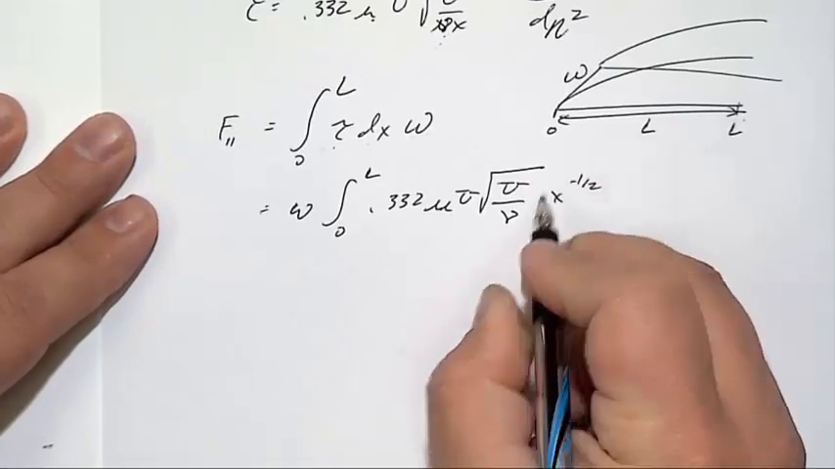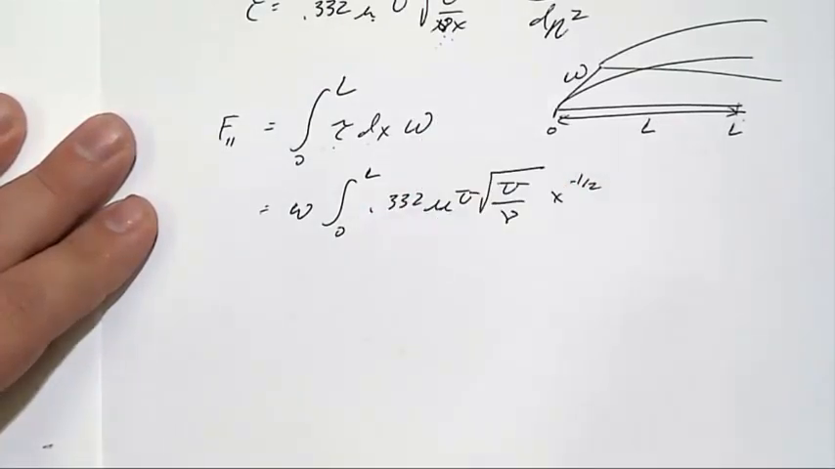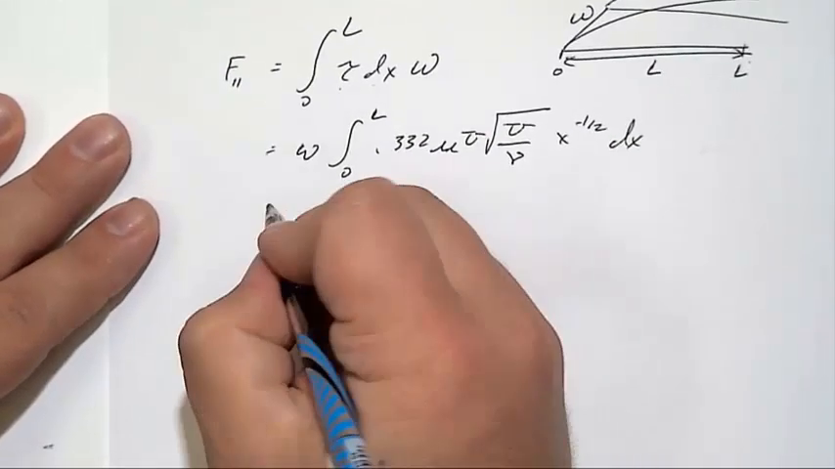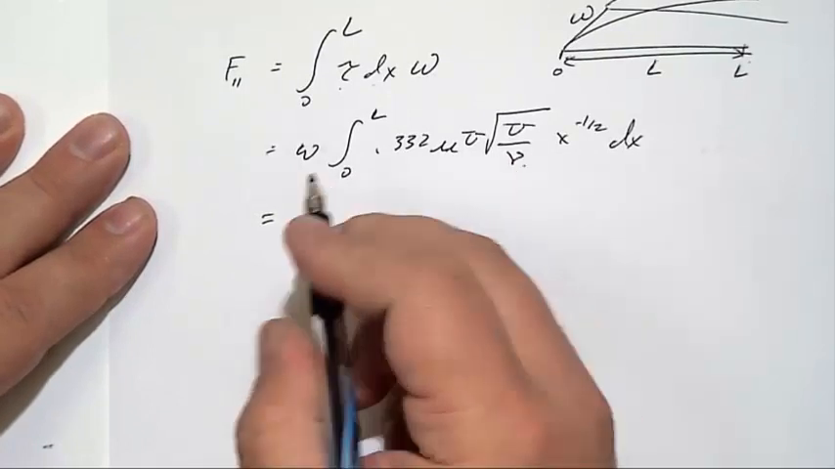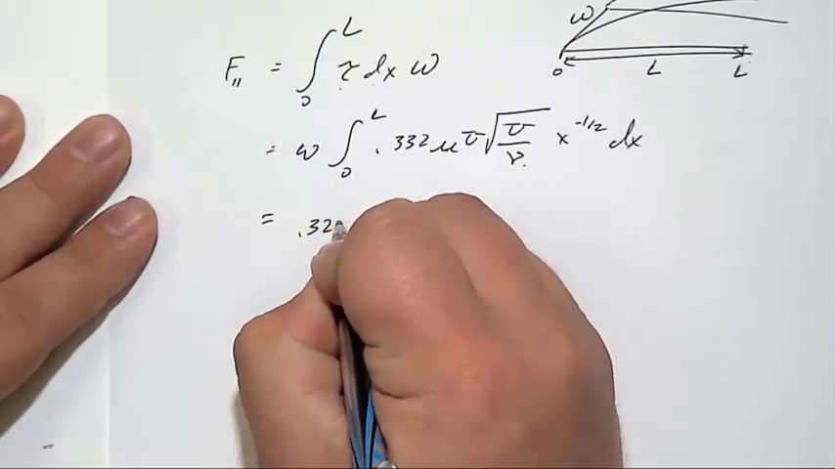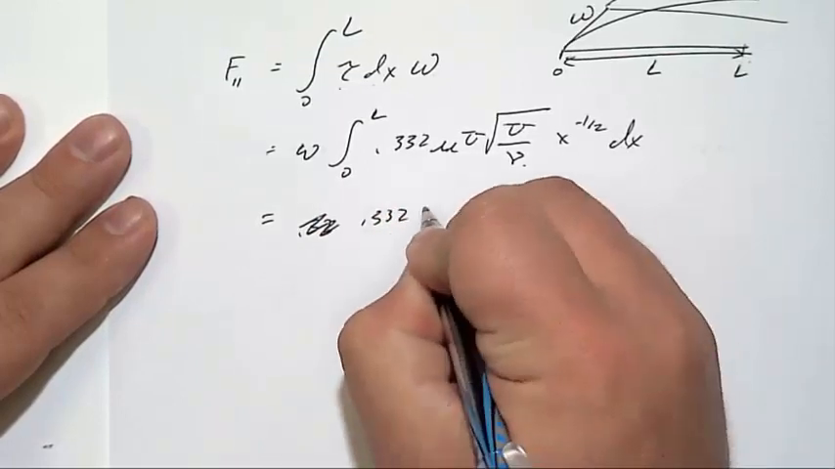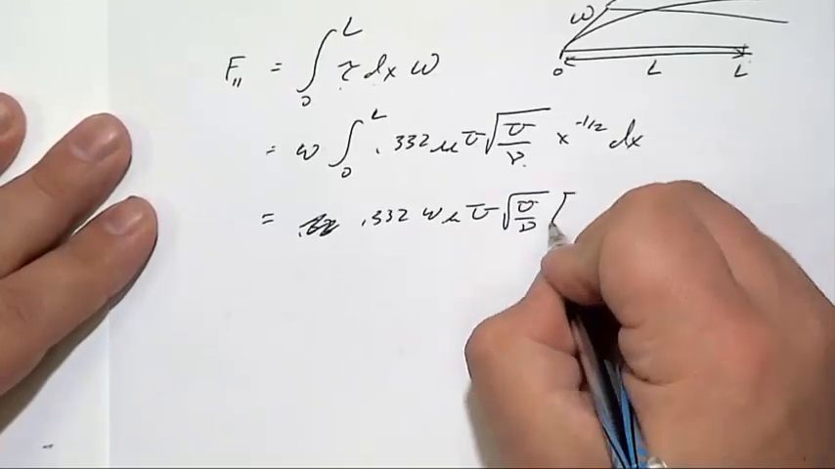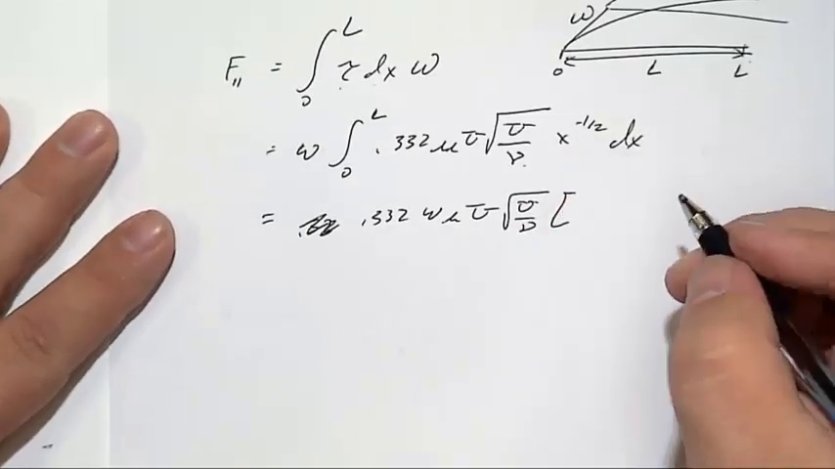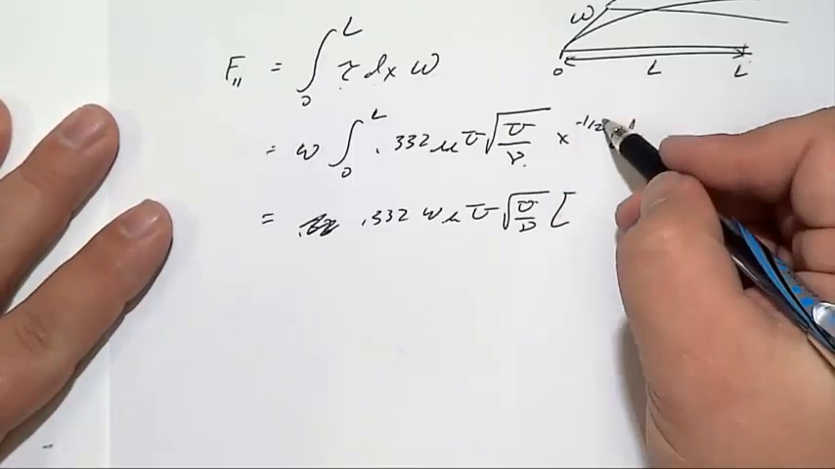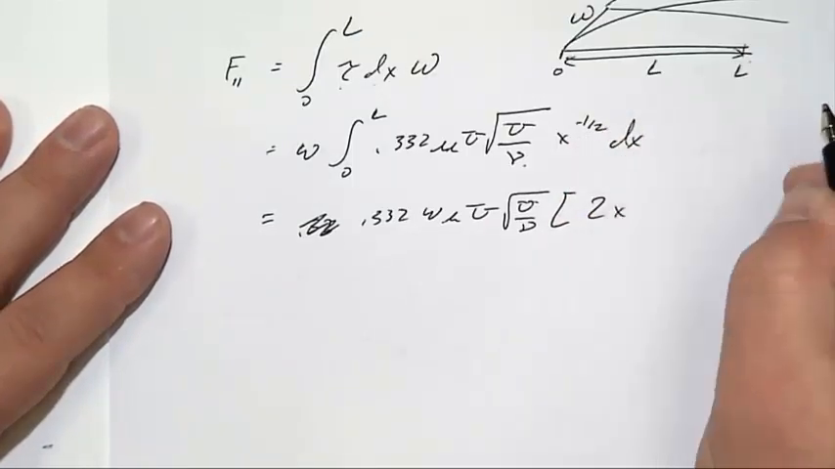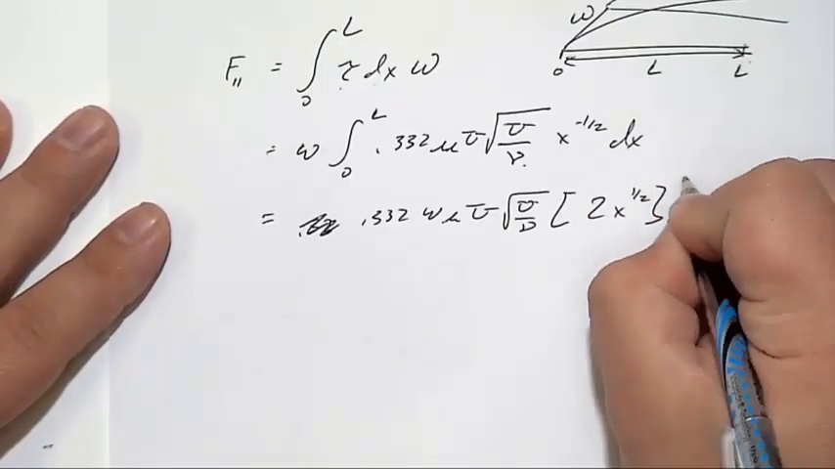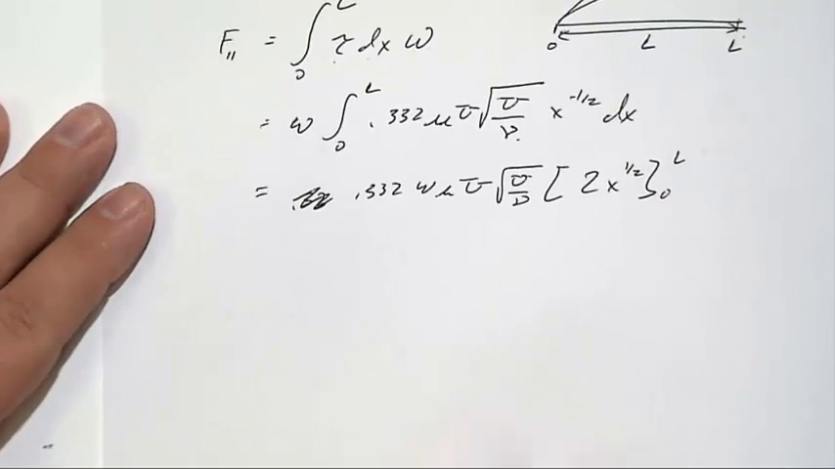And in addition, I'm going to go ahead and factor out my x. So I factor out my x from my relationship for my shear stress. It just becomes x to the negative half power. So I could go ahead and, these are all some constants, move them in front: 0.332 W mu u times square root of u over kinematic viscosity. And then I go ahead and evaluate, I raise the power and divide by the power, so that's going to become positive 1/2, divided by that becomes 2. So then it becomes 2 times the square root of x, evaluated from 0 to L.